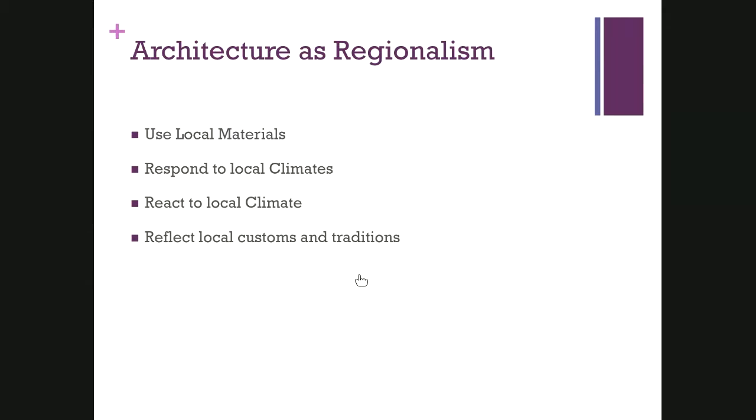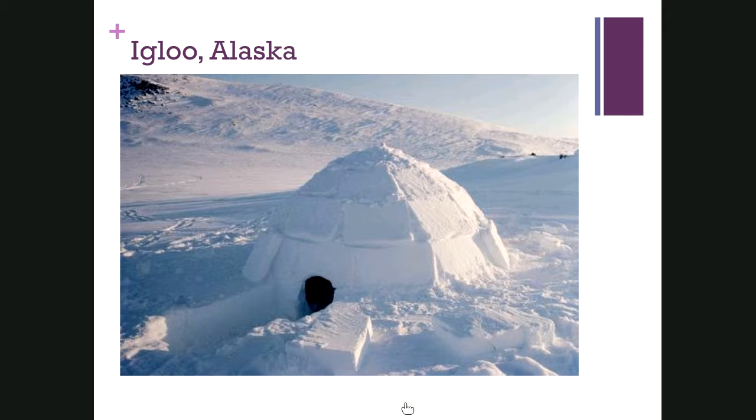So architecture also has regionalism to it. That means it responds to local climates, uses local materials, and uses local customs and traditions. It used to be that you could tell where a house was by how it looked, because it matched the environment and the materials available there. So a classic example is an igloo. That's not going to be built anyplace else. You see this, you know it's in Alaska, right? And it's responding to the environment, it's using local materials and the culture in it.